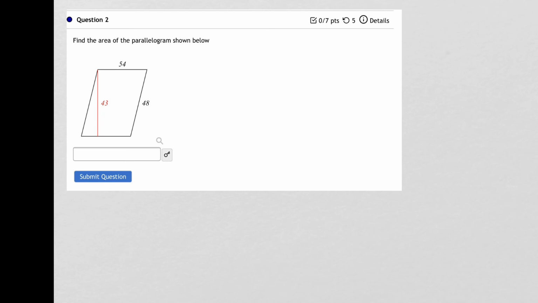Okay, so in this example, we're asked to find the area of that parallelogram. So remember, the area of a parallelogram is equal to the base times the height. So in this case, the base is going to be that value 54, and then the red line here is the height, 43. So the area is going to be 54 times 43.